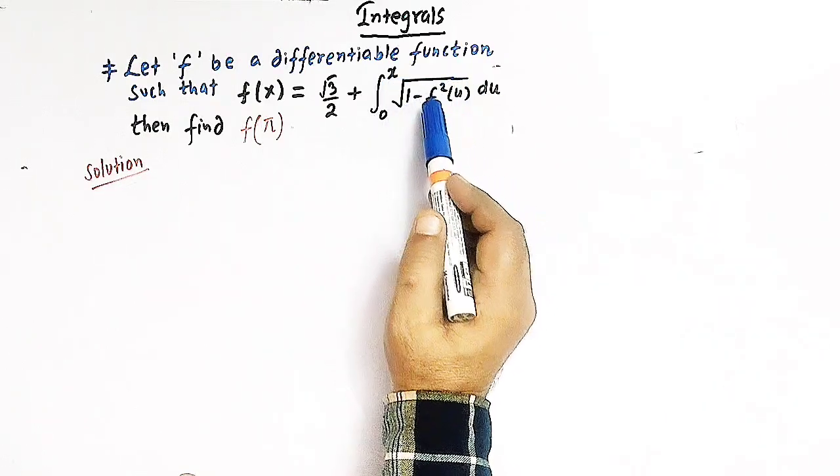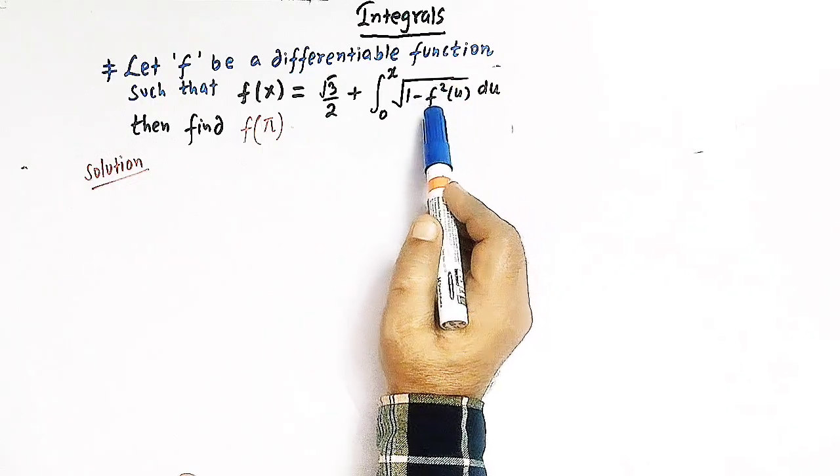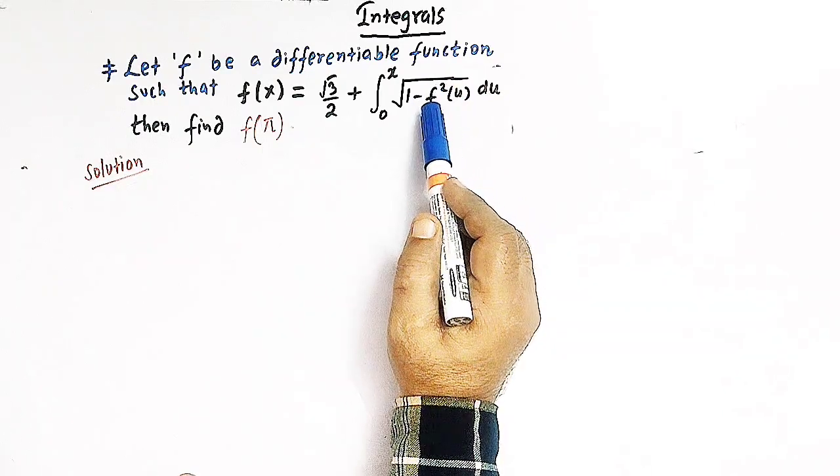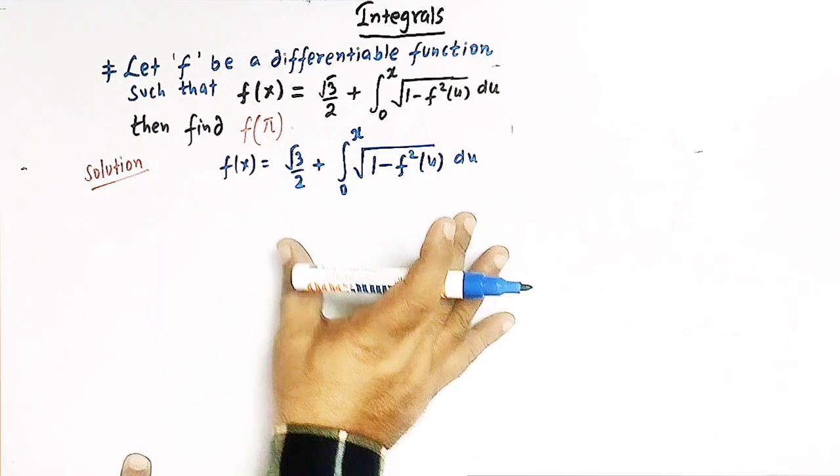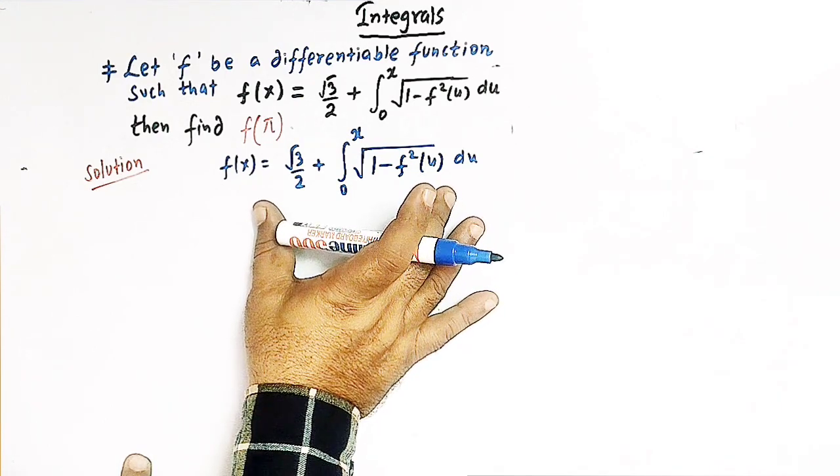du, right? So here we have the square of the function f of u, and then we have to find f of pi, right? So let us see how easily we can solve this problem by using the concept of derivatives and one important property of definite integrals. So let us start. So here we are given this relation, right?